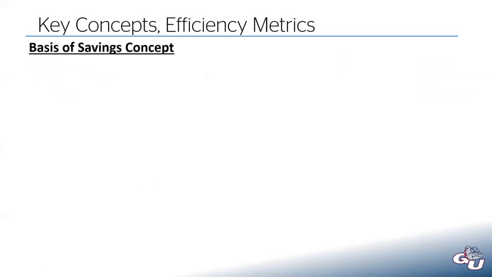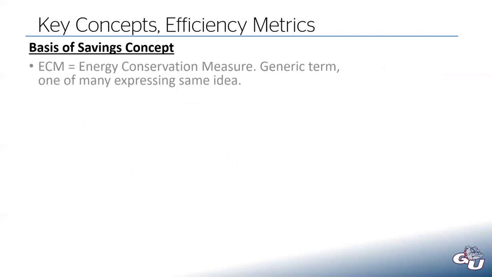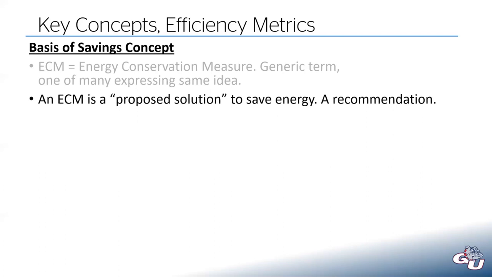And this leads into the basis of savings concept. I'm going to be throwing a lot of terms at you today. The first one is what we call an ECM, which is an energy conservation measure, which I'd say is a generic term. There are many, many terms and abbreviations that are expressing the same idea, but I think the most common one is ECM. An ECM is essentially a proposed solution to save some energy. So this is a recommendation that you would make to a client.